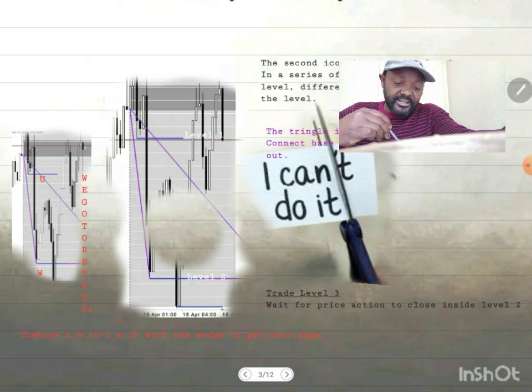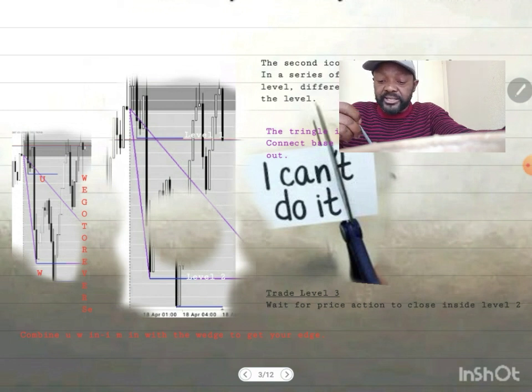This railway track is a reversal sign, or you wait for price action to go back inside the level 2 wedge, and then you can trade from here up to base. We take our profit at the base. We trade level 3, which is this one. We wait for price action to close inside this level.